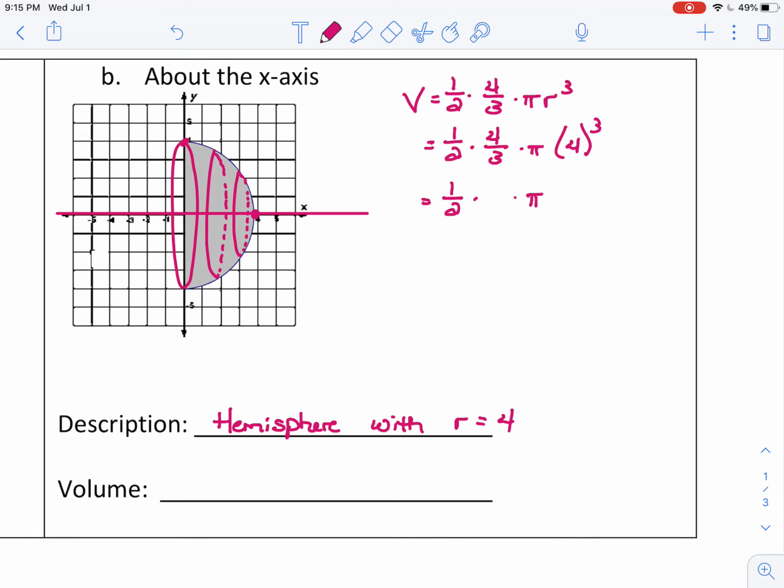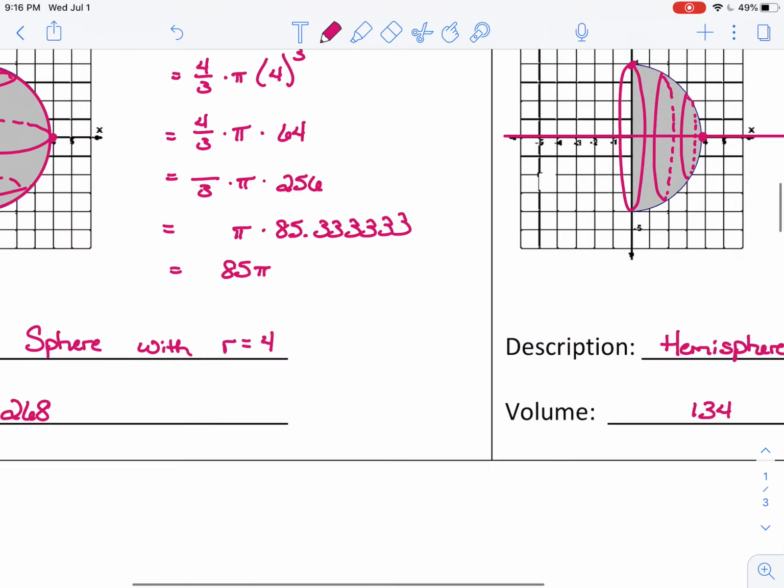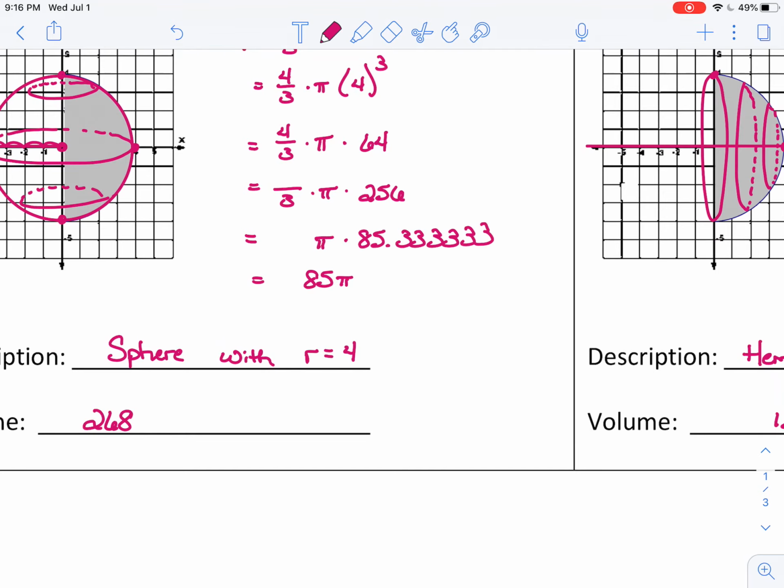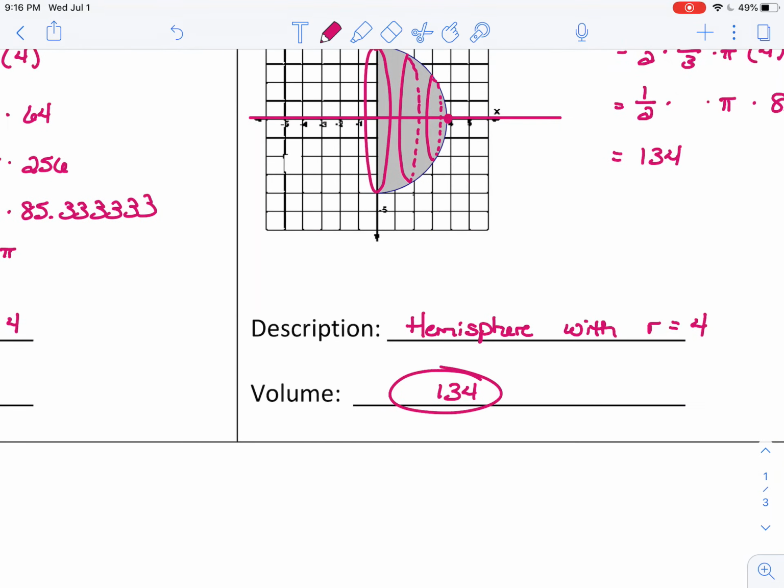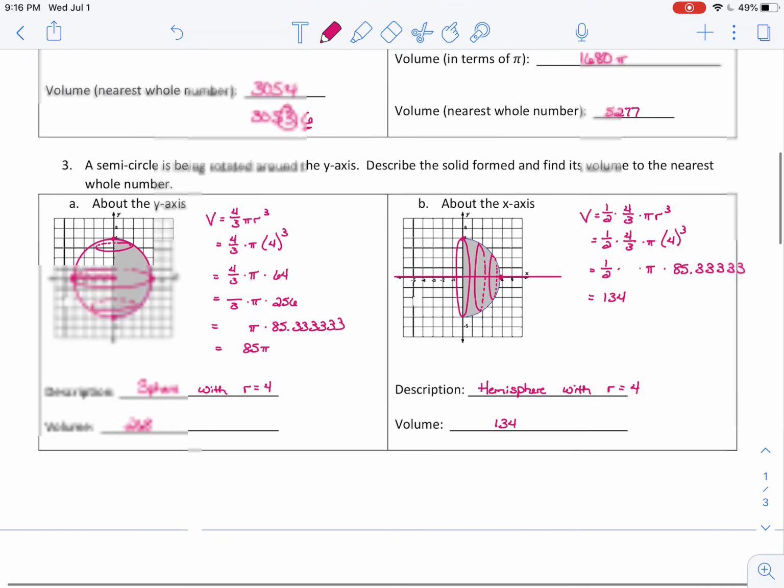So if I ignore the pi, everything else gave me 85.33333333. So I'm going to pick up from here. I want to take half of that. So when I type that in my calculator, 85.333 times pi, divide by 2 to cut it in half, I end up just getting half of my previous answer. So if before the volume was 268, half of that is 134. A hemisphere is just half of a regular sphere.